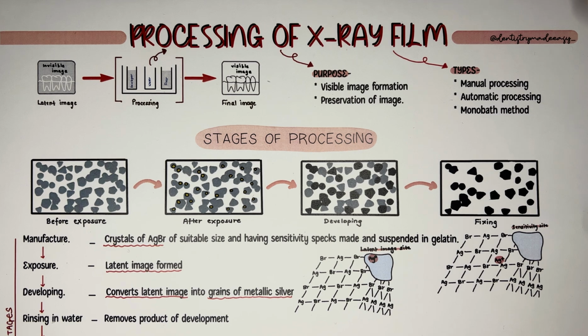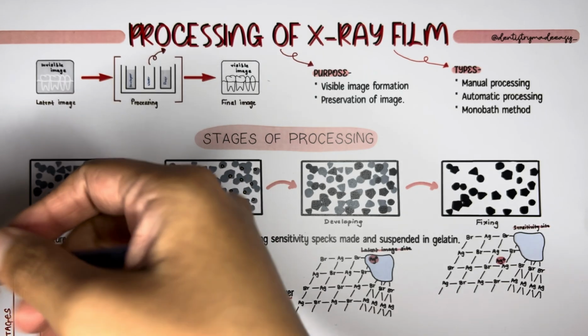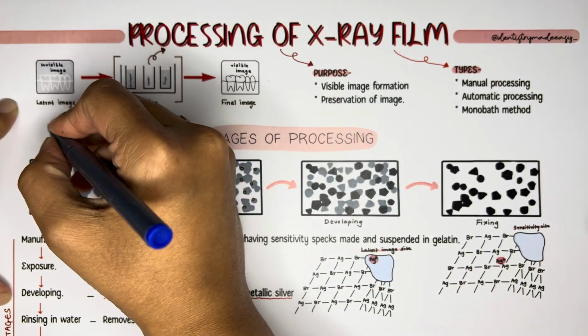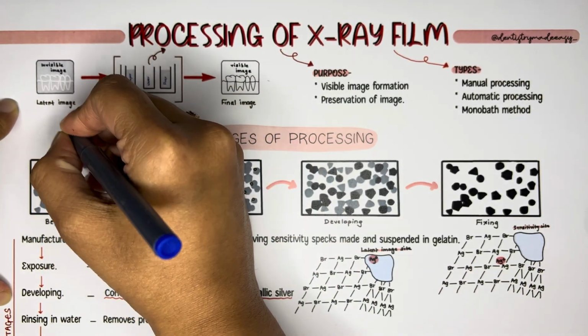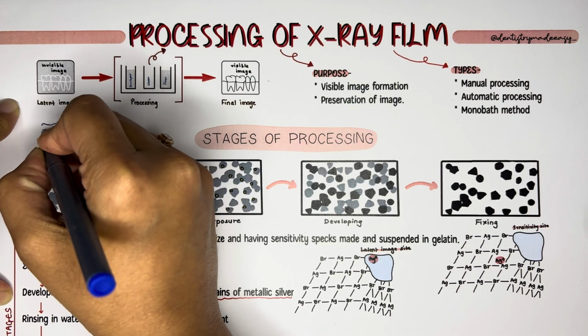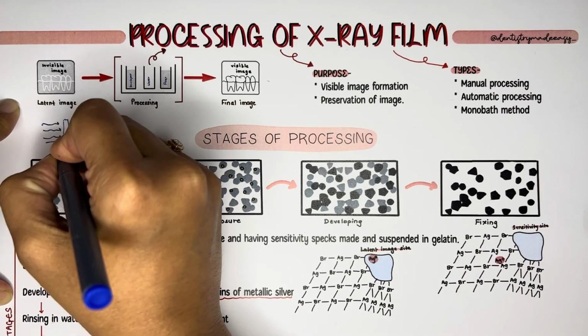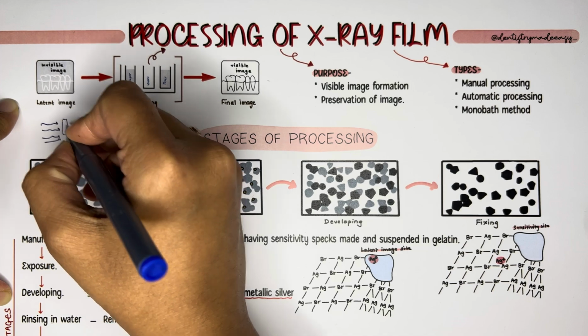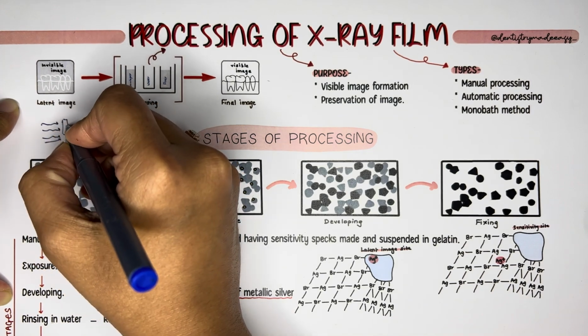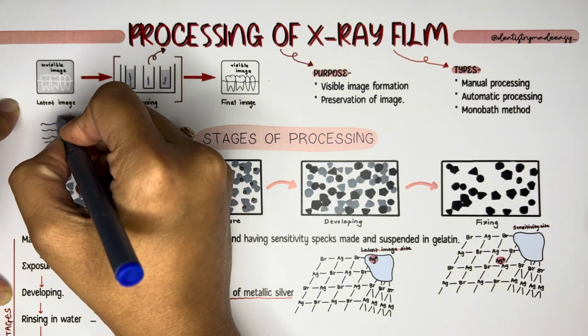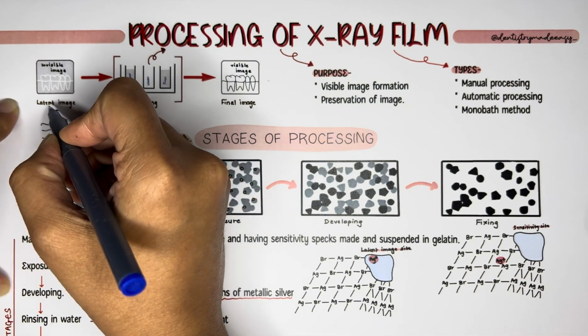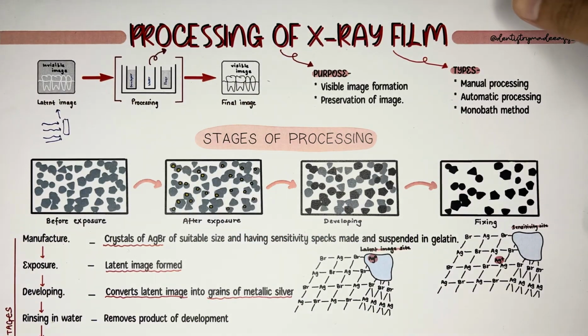Now this processing part is omitted in the RVGs. Why? Because RVG in itself is a digitalized form of the X-ray. So for example, if this is your X-ray film and you are exposing it to radiation, when the radiations are exposed on this film, you will get the image that is known as a latent image. Now latent image is the invisible form of the image. That means you cannot see the image on the film.